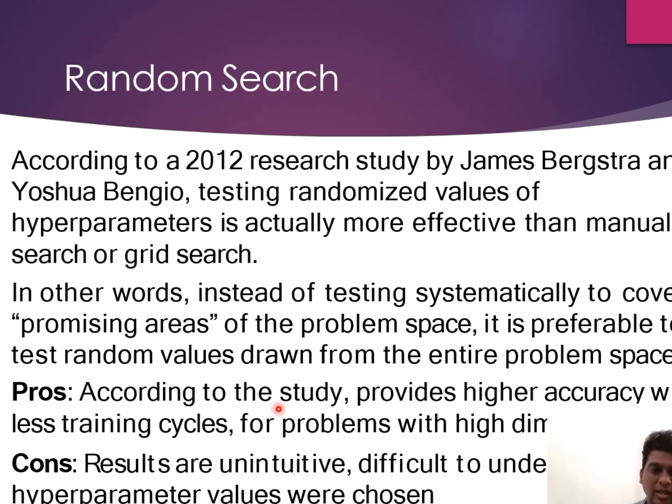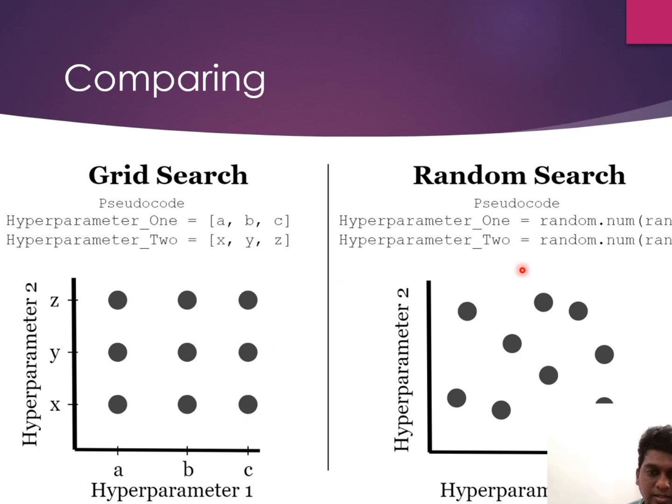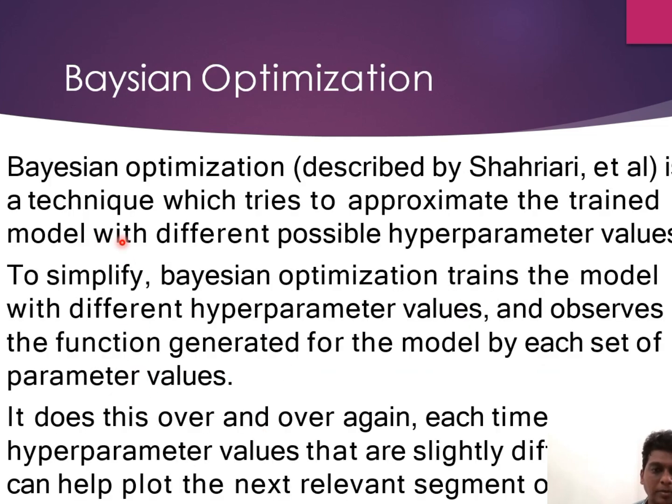Here it provides a very high accuracy. We are comparing the grid search with the random search method. Here the data are split in a random manner, but in a grid it's arranged in a matrix format. In Bayesian optimization, it trains the model with different possible hyperparameter values. So over time it trains on the values again and again.